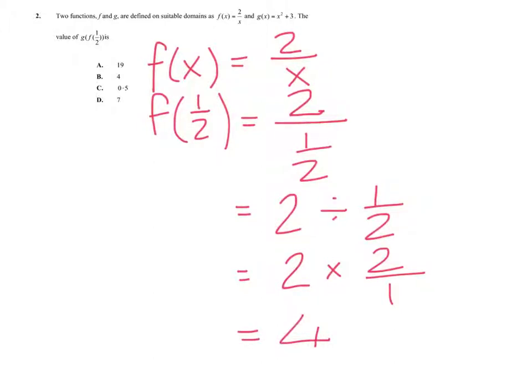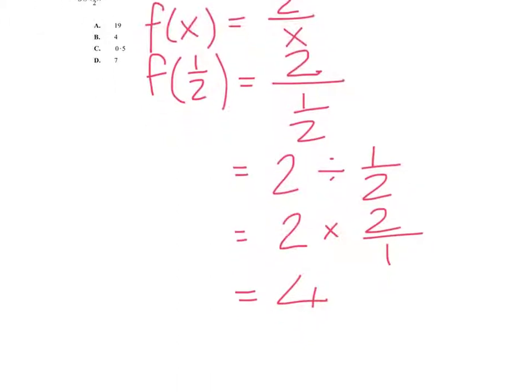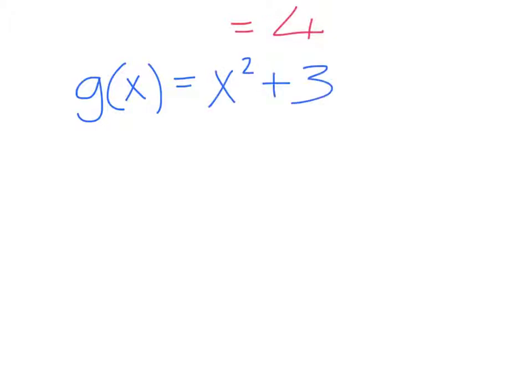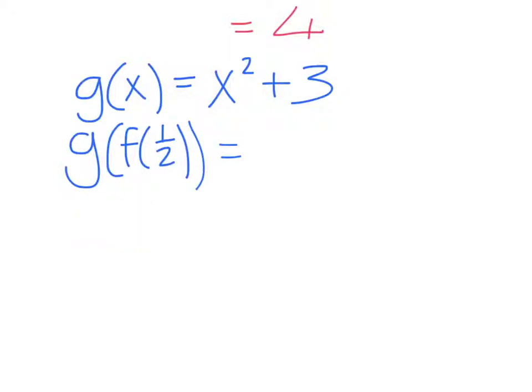What we need to do next is substitute the f of 1/2 into g of x. So the first thing we'll do is write down what our g of x function is. G of x is equal to x squared plus 3. Now, we're actually asked to find g of f of 1/2, but we have since worked out that f of 1/2 is 4, so that means what we're trying to actually work out is g of 4.